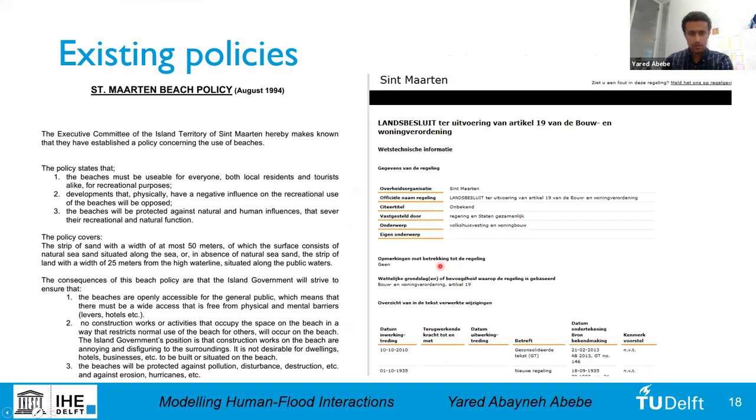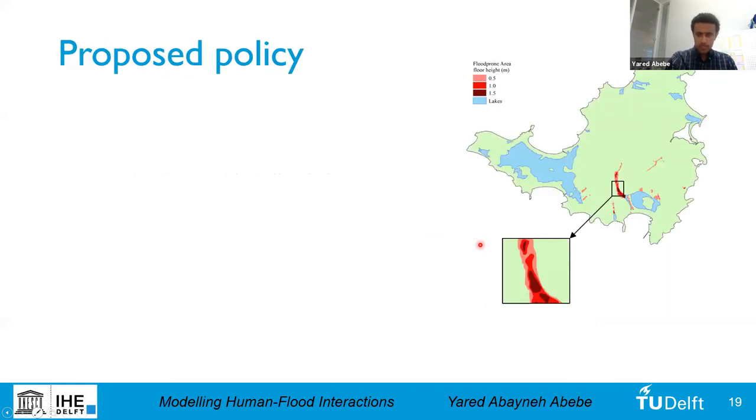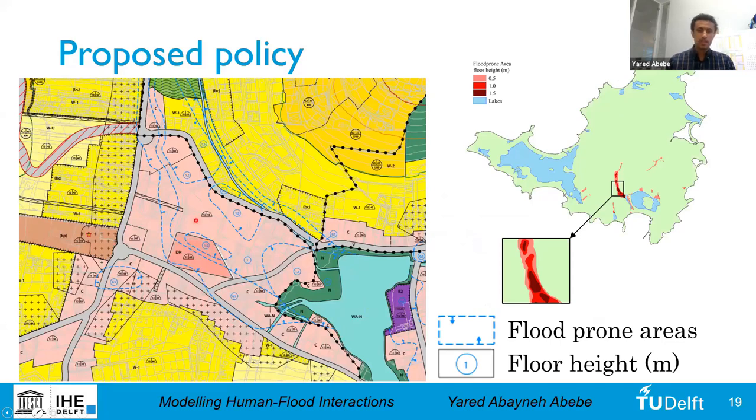Then, for example, this is in Dutch, the building ordinance. The building ordinance says that every house built in St. Martin should be elevated by 20 centimeters. And then there are some proposed policies based on previous studies we made, using only hydrodynamic models. They want everyone who builds a house in certain areas to elevate their house by a certain level. In some areas, the dark red ones, up to 1.5 meters, and the light red ones up to 0.5 meter.